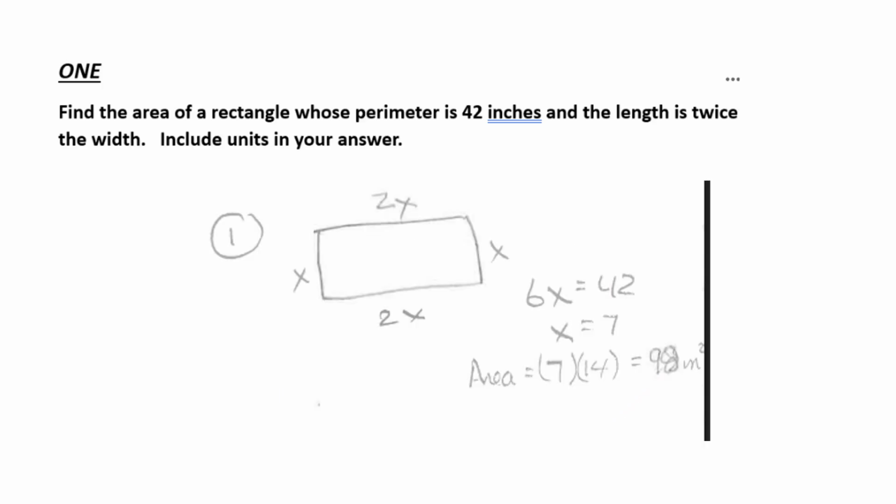Number one, you should draw the rectangle and realize that 6x is 42. That means that x is 7, and I ask you for the area, so 7 times 14 is 98 square inches.